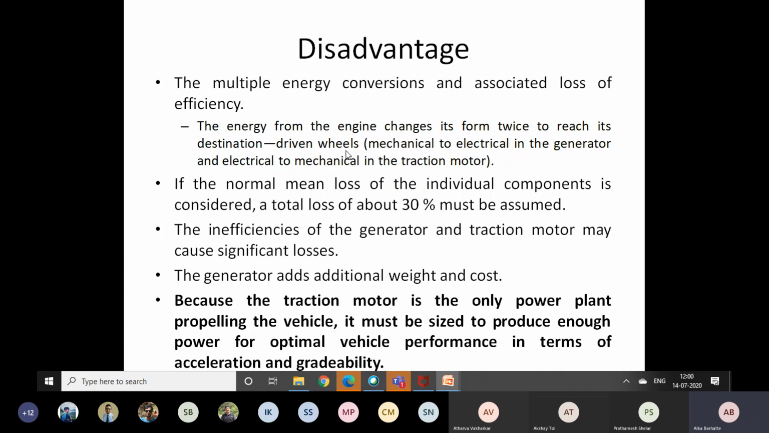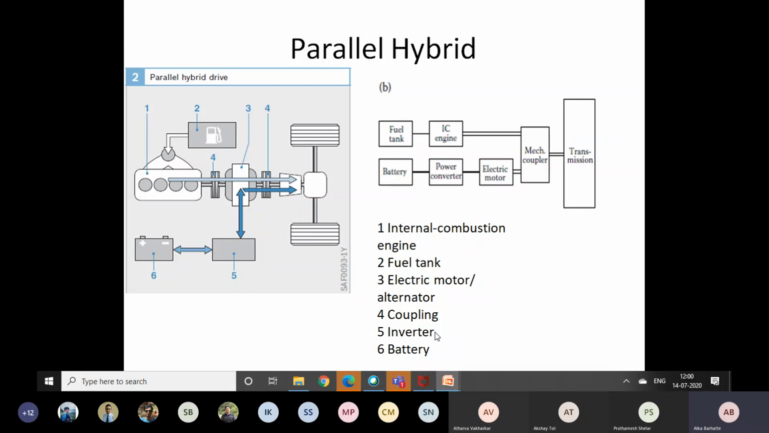For example, your engine energy is converted into electric energy, which is given to the generator, and again that electric energy is converted into mechanical energy, which is given to the traction motor to rotate it. If the mean losses of each individual component are considered, the total loss we get is 30%. The inefficiencies of the generator and traction motor may cause significant losses. So these are the drawbacks, and they can be overcome in the parallel hybrid architecture.